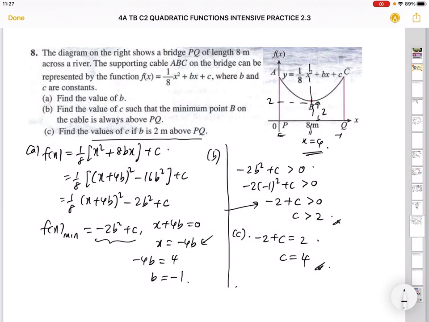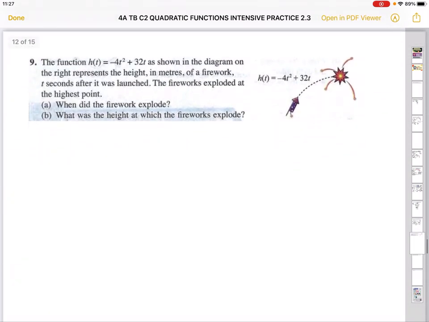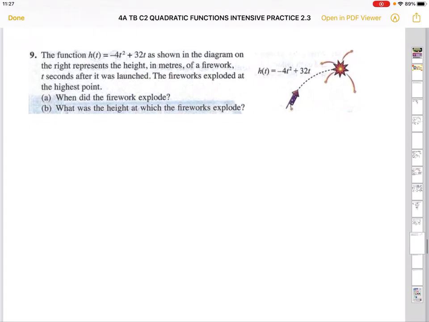Let's look at number 9. The function h(t) equals negative 4t squared plus 32t. We are supposed to find when it exploded. So we have to complete the square, obviously. We can start off by taking out negative 4 from t squared. 32 divided by negative 4 is negative 8.